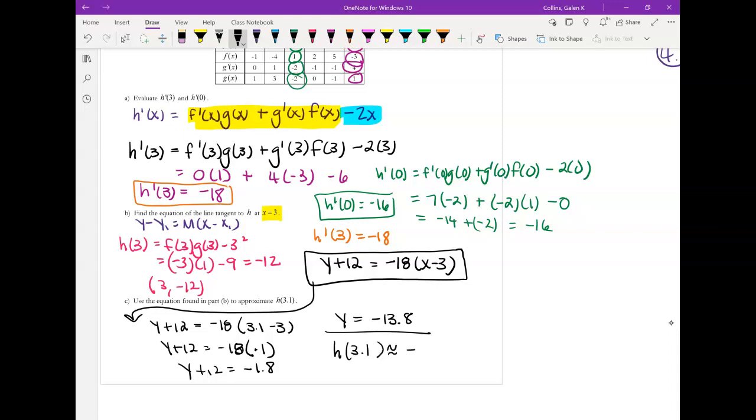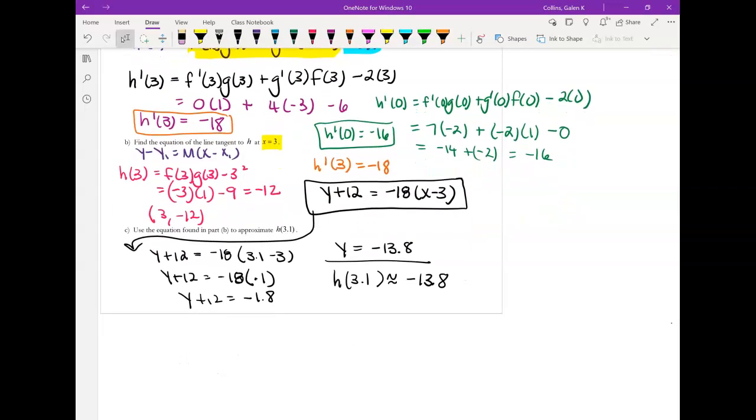And if your next question is, will I be docked if I don't use the approximately equal symbol on the AP exam, I would say it's unlikely. If you write h of 3.1 equals negative 13.8, I don't think they will count you off. It's just not exactly equal.